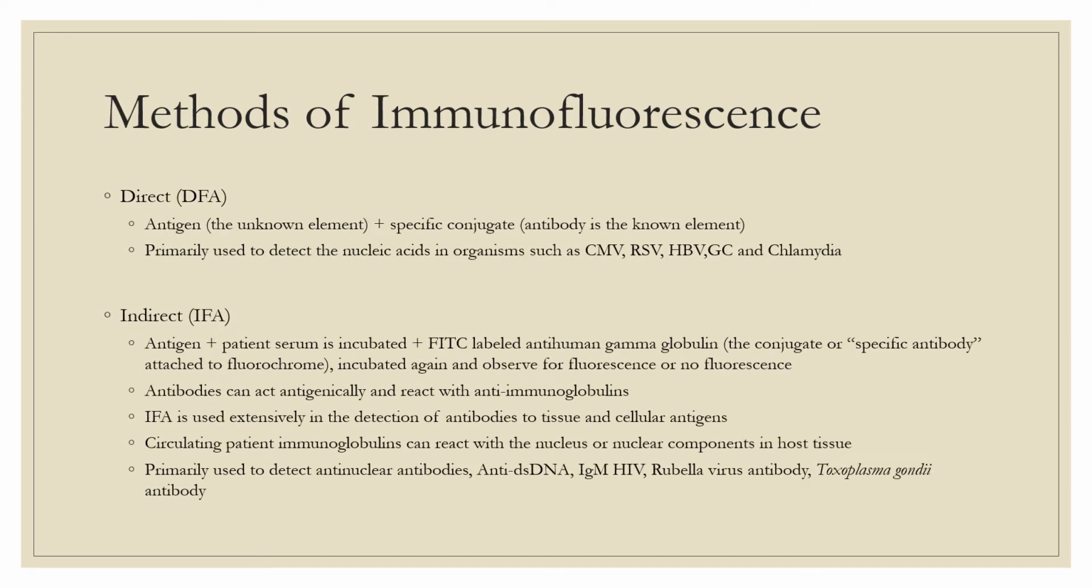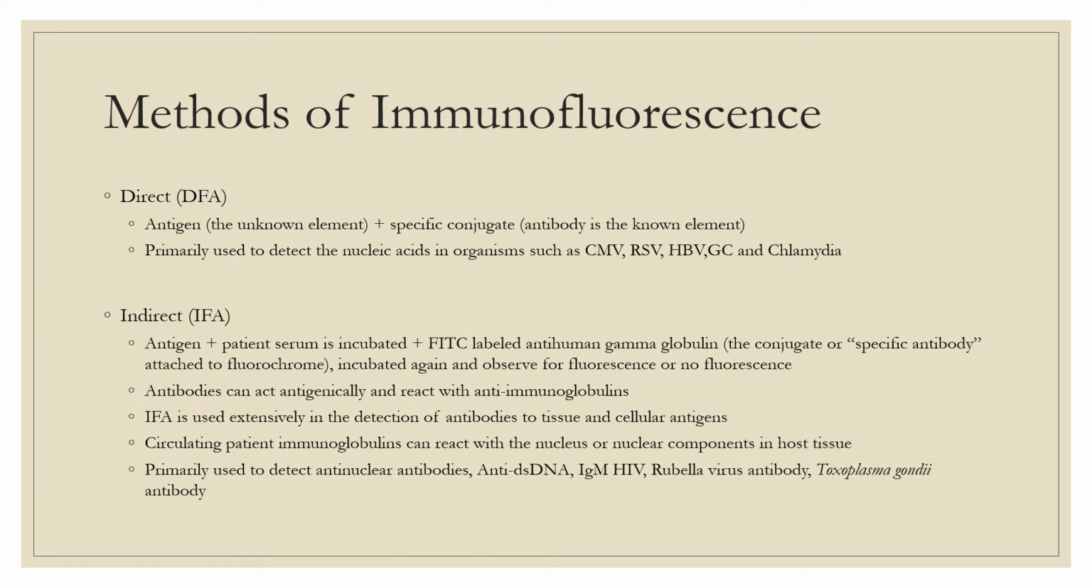We have two different types of immunofluorescence procedures. One is called the direct fluorescent antibody procedure, and one is called the indirect fluorescent antibody procedure. The direct fluorescent antibody procedure is used for identification of such diseases as RSV and Giardia and Cryptosporidium as far as our parasitic diseases are concerned. In the direct immunofluorescence test, we have the antigen, which is the unknown element, plus our specific conjugate, and the antibody is the known element. And it's primarily used to detect nucleic acids in organisms.